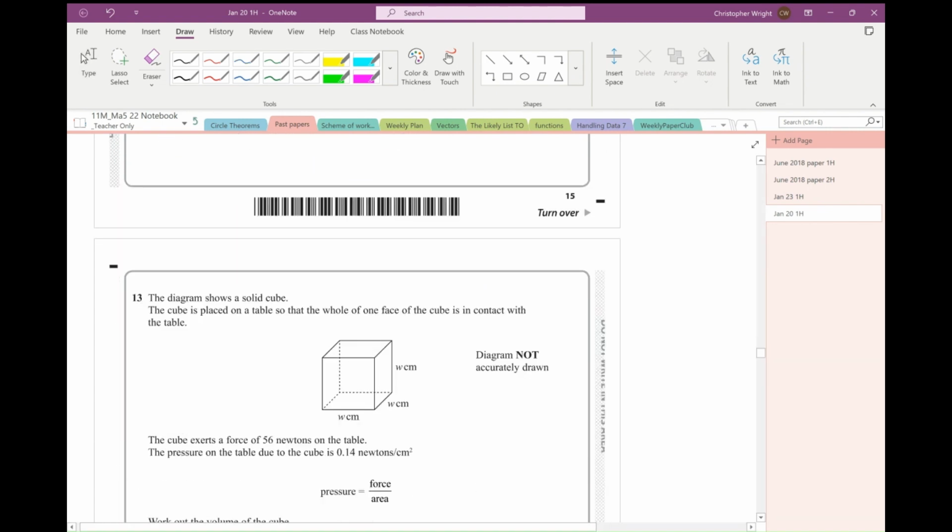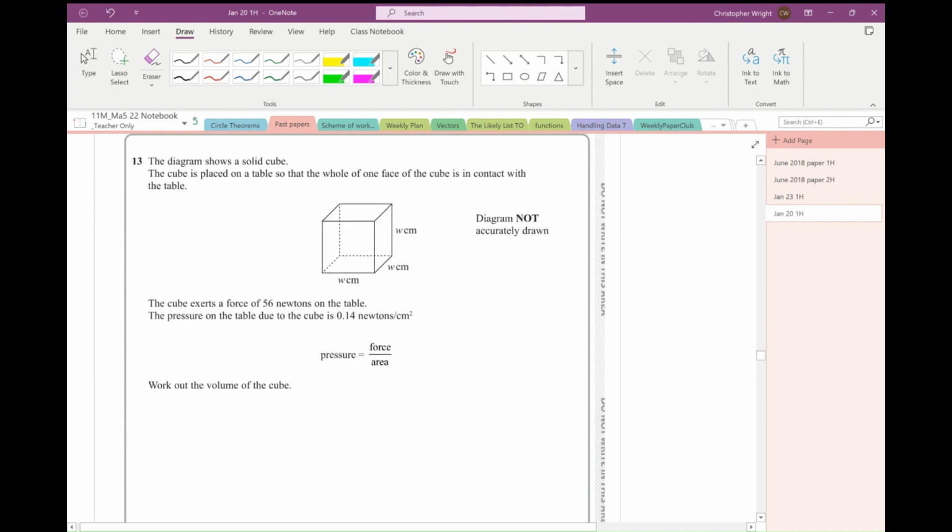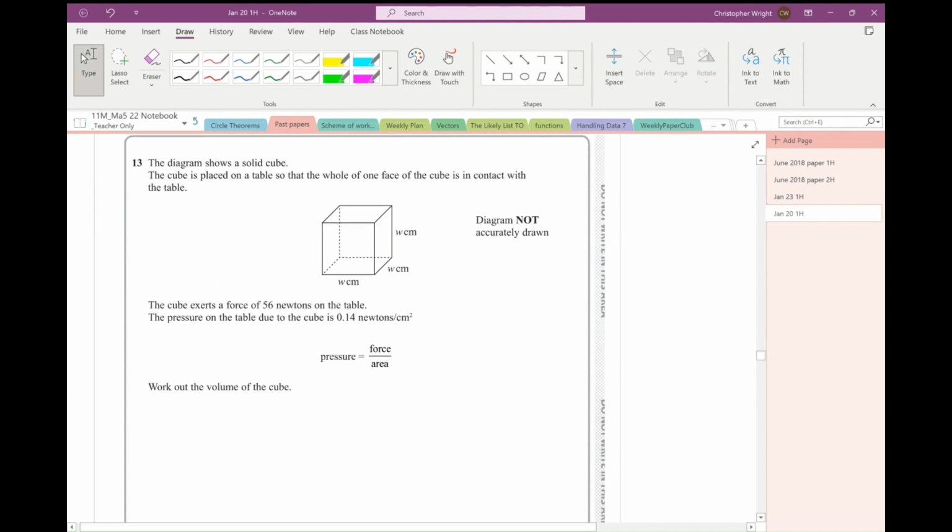Right. Okay. Question 13. The diagram shows a solid cube. The cube is placed on a table so that the whole of one face of the cube is in contact with the table. Okay, it's just put on a table. The cube exerts a force of 56 newtons, and the pressure on the table is 0.14 newtons per square centimetre. Oh, it gives you a nice formula here. Look, it says that pressure equals force over area. All right, work out the volume of the cube.